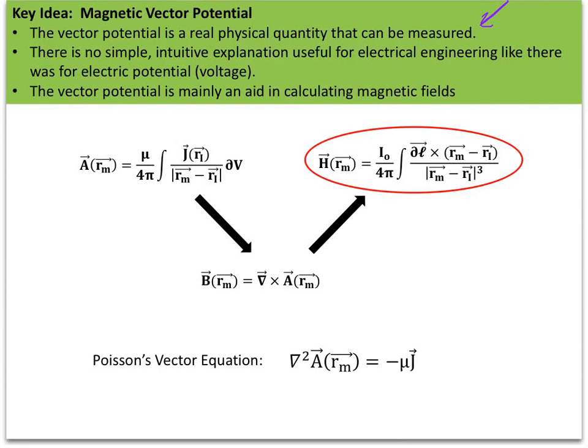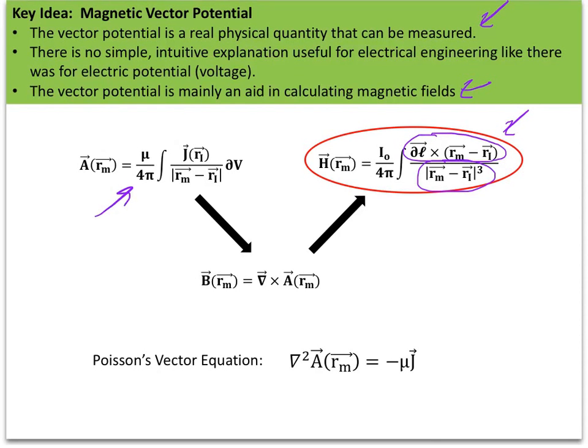So it turns out that in electrical engineering, the vector potential is really mainly an aid in calculating magnetic fields. We use it a lot in calculating patterns from antennas. The reason for this is if you want to calculate the magnetic field, you've got a cross product of two vectors in the numerator and the cube of the magnitude of the difference between two vectors in the denominator. And these can be really hard integrals to solve.